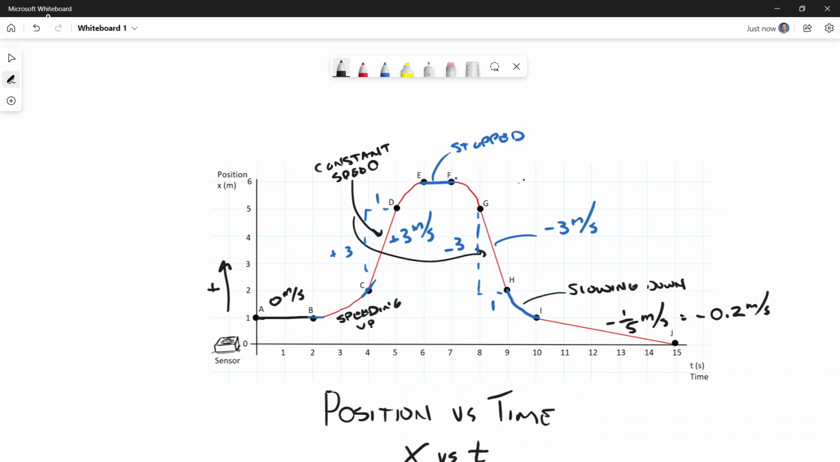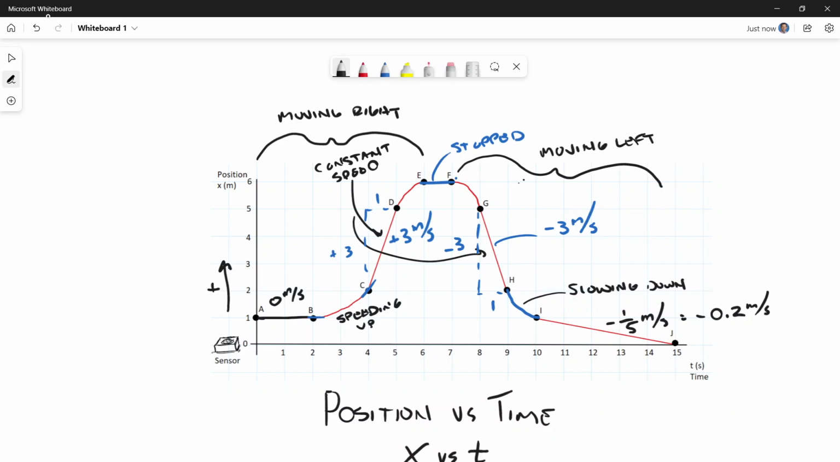And overall, we have an object moving away from the sensor and then back to the sensor, right? So the overall motion of this cart, you would see all your positive slopes from here to here is an object moving to the right. Then it sits stationary for 1 second from 6 to 7. And then from this point, from F all the way to that 15-second mark, you start getting negative slopes, which means we are moving left or towards the sensor, if you want to say left is towards the sensor, right?